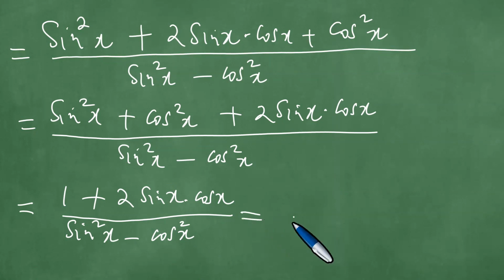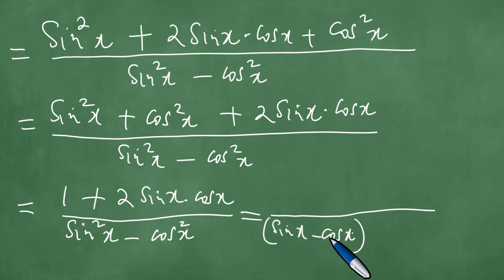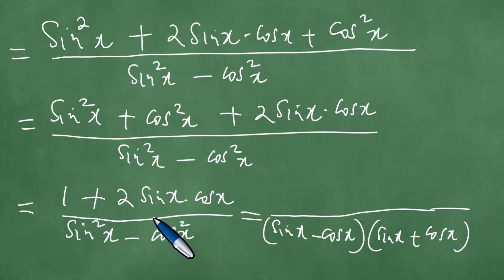Okay, the difference of 2 squares, which is exactly sine x minus cosine x, sine x plus cosine x, which is what the examiner wanted. So one thing that we can realize is what the examiner wanted here.